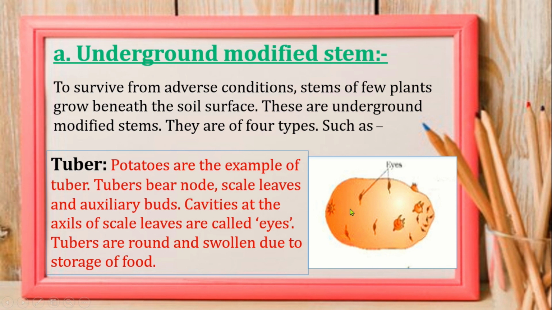Tuber bears nodes, scale leaves and axillary buds. Cavities at the axils of scale leaves are called eyes. In favorable conditions, axillary buds grow from the eyes and give rise to new plants. Tubers are round and swollen due to storage of food.